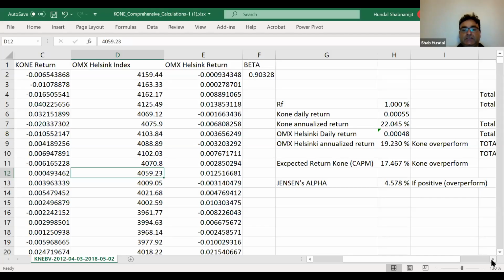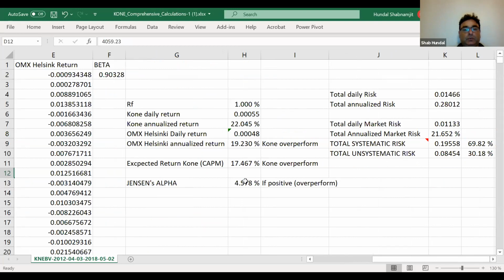So in the session so far, we have learned very important things. CAPM is a very important theory, very widely accepted even till today, and you are able to measure it with the data. Secondly, you are able to find Jensen's Alpha. So we have done two big things today.